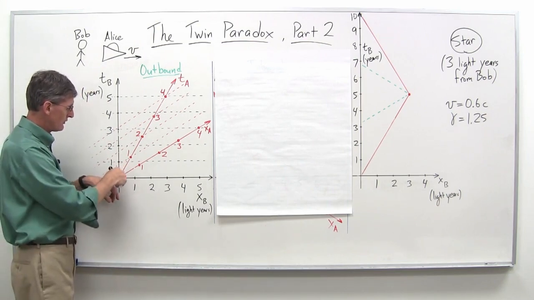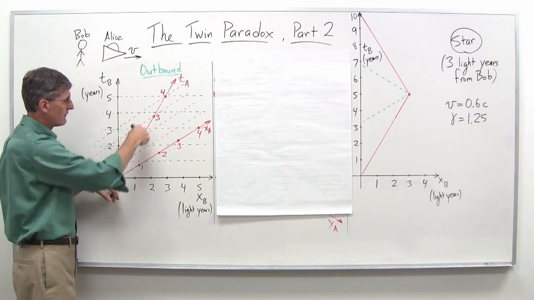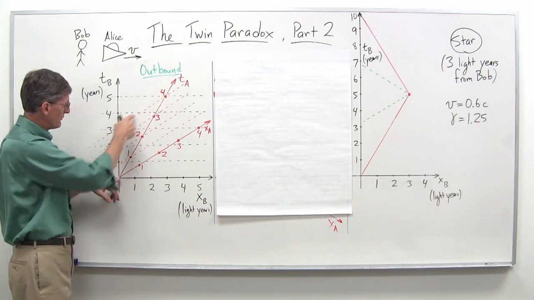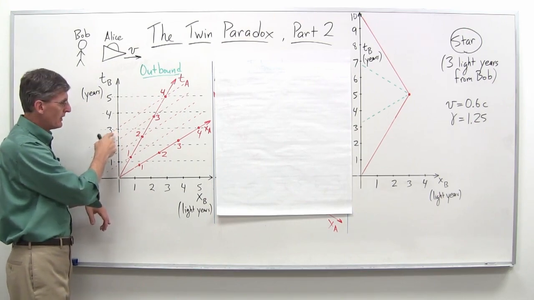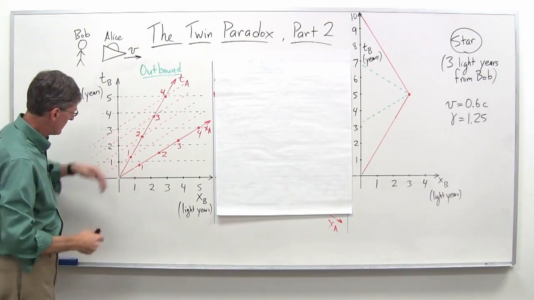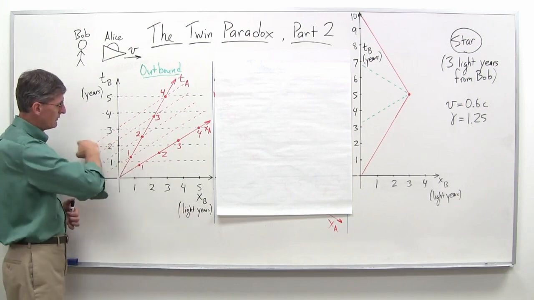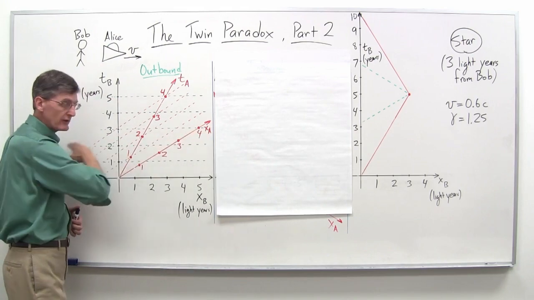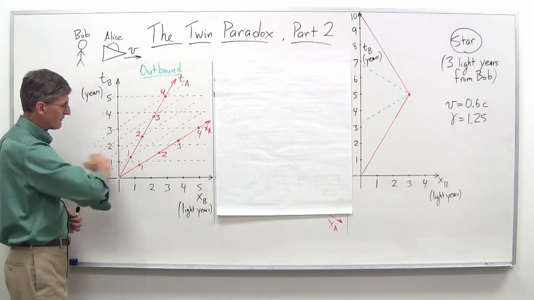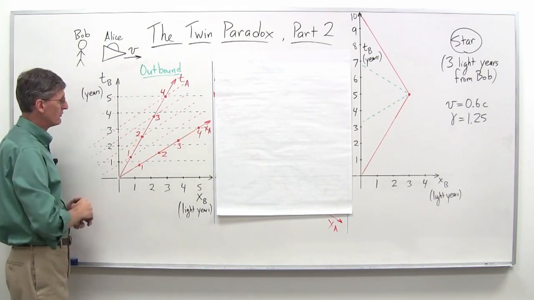In other words, as she travels along here, her clocks have run through 4 years of time, and she's observed Bob's clocks run through only about 3.2 years of time. Meanwhile, Bob observes the same thing. His clocks are going 1 year, 2 years, 3 years, 4 years, 5 years, the lines of simultaneity. So the black dashed lines represent his lattice of clocks at any given instant in time.